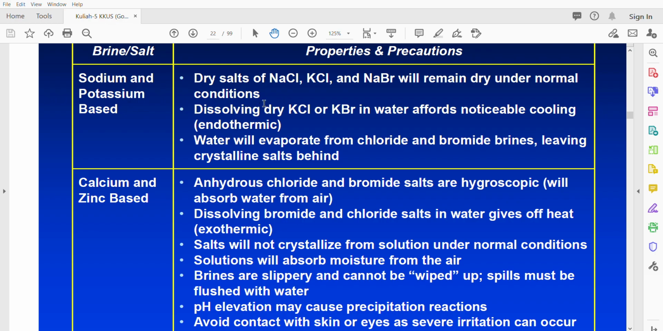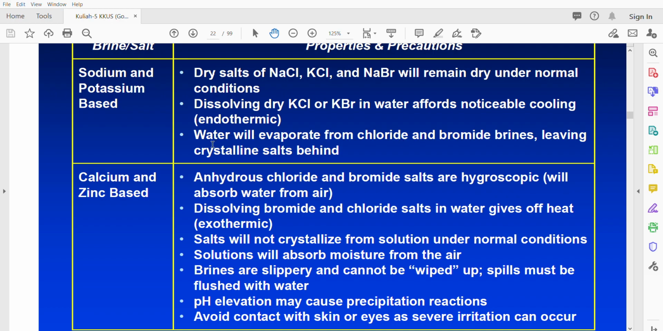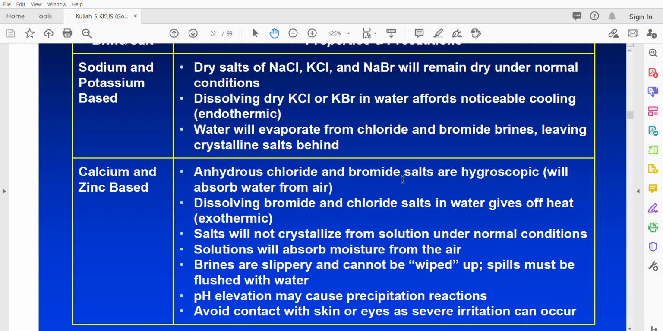this is a dry salt, this is cooling, and water will evaporate from the chloride, leaving the salt behind. Meanwhile, the calcium will absorb water as compared to dry, and this gives off heat, so extra technique is needed instead of cooling. Salt does not crystallize from solution under normal conditions. The solution will absorb moisture from the air, the same as the first one.